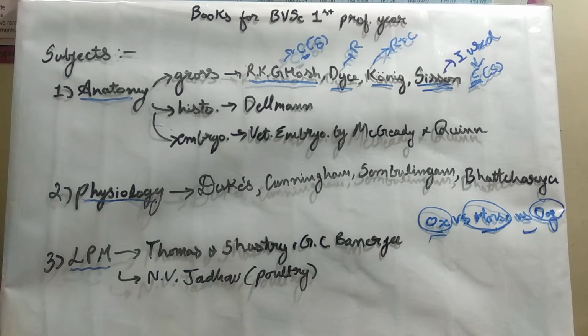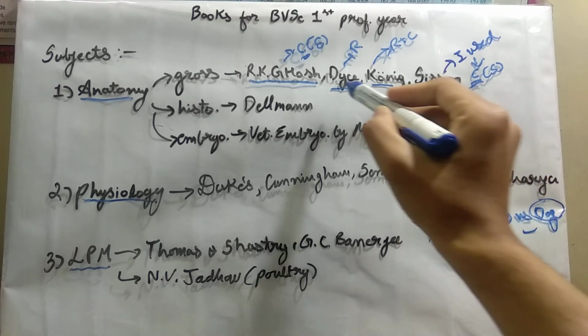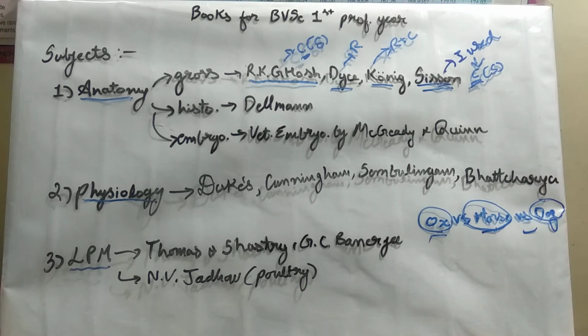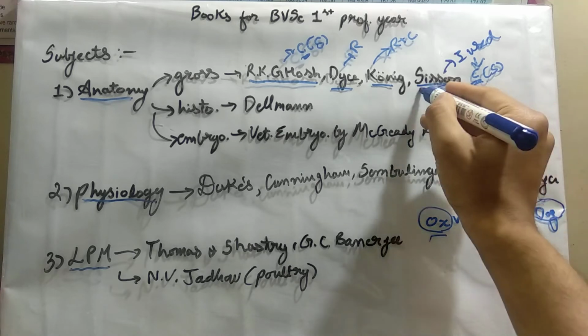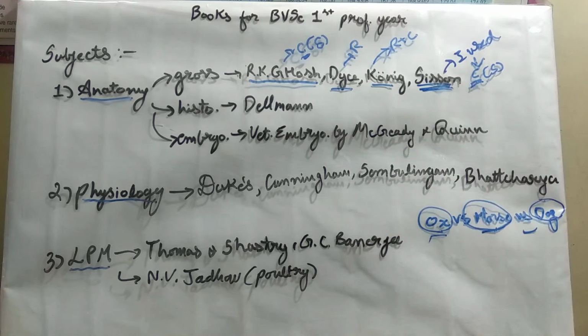Okay, and except for the poultry species like chicken, all the others are covered. So you will have goat, sheep, ox, horse, pig and dog. Only the poultry portion is not given in the Sisson. And Dyce and Koenig, these two books are also very nice. You can use any book that you like, but I used Sisson and Grossman. So this is one book, Sisson and Grossman.